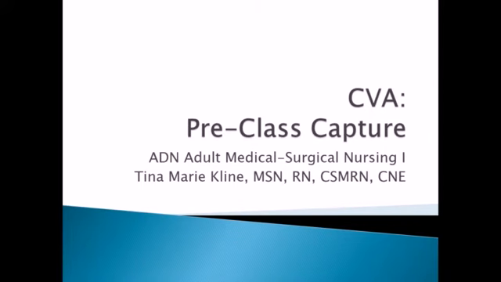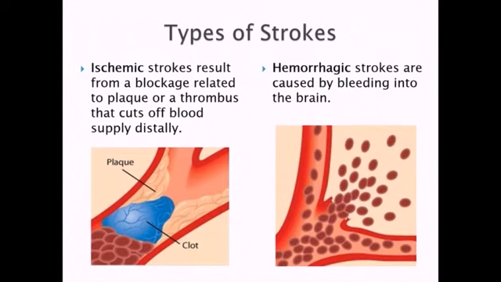In this capture, we're going to take a look at CVA, or cerebrovascular accident. And the first thing we want to talk about is the two main types of strokes. And those are ischemic and hemorrhagic. And it's really critical that you understand the difference between these two types of strokes because the initial treatment is going to be different. An ischemic stroke is caused by a blockage.